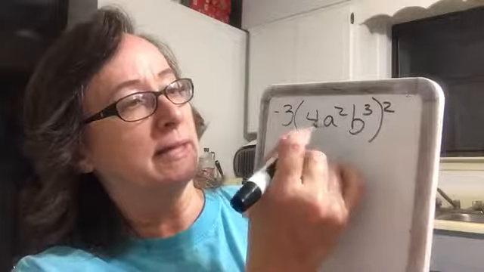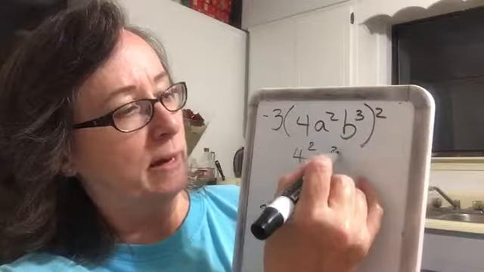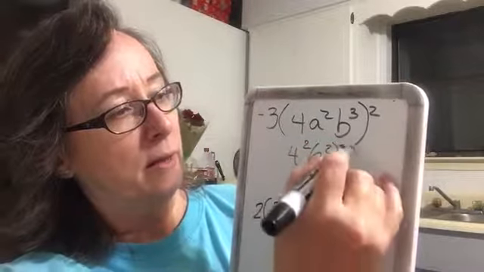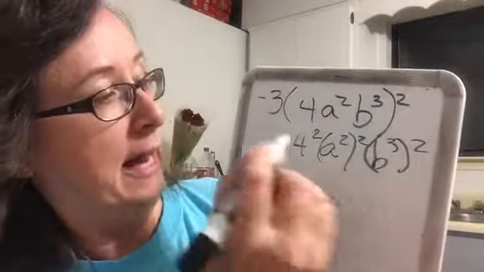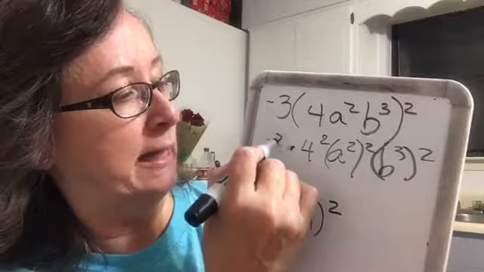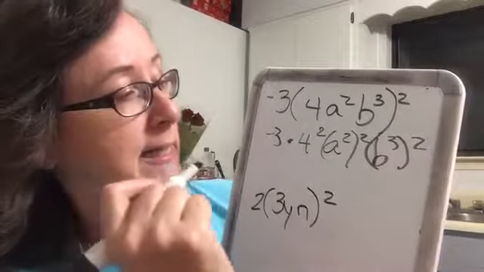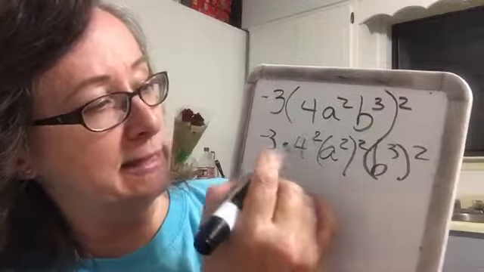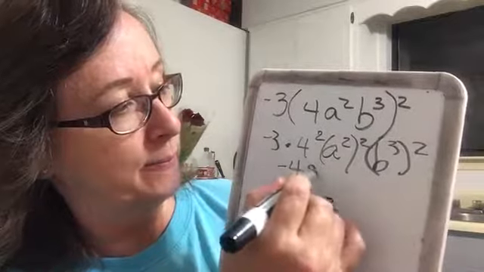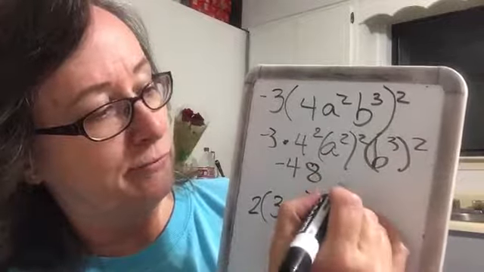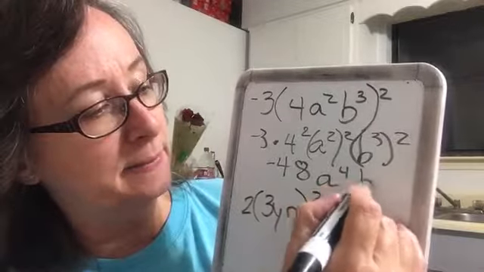So here we go. We're going to take each part. 4 squared, A squared, squared, B cubed, squared, and then out here I'm going to put a -3. 4 squared is 16 times, since that's the only number we have, times -3 is -48. A to the 4th, because I'm raising a power to a power, B to the 6th.